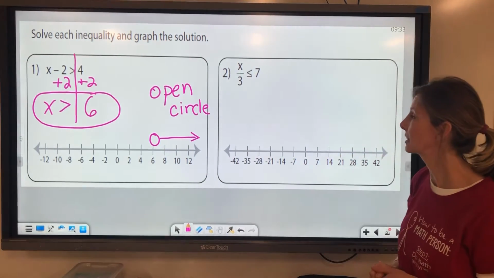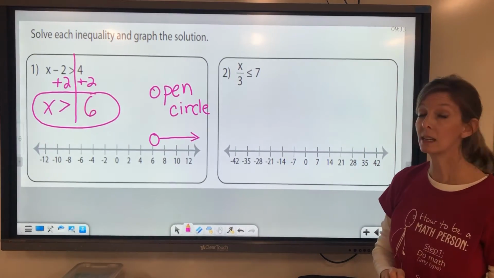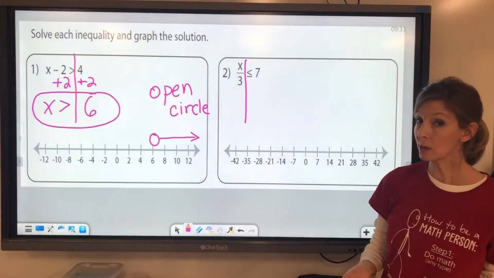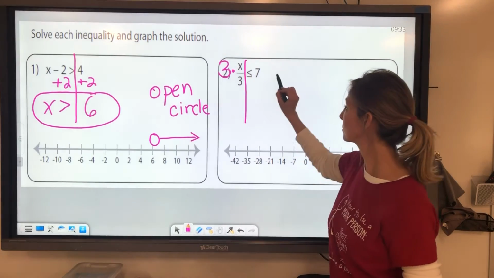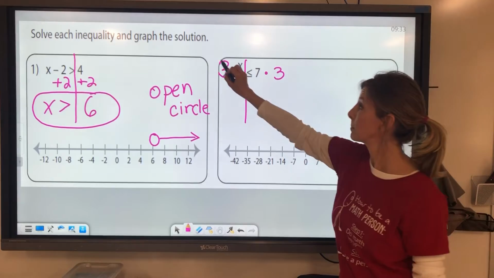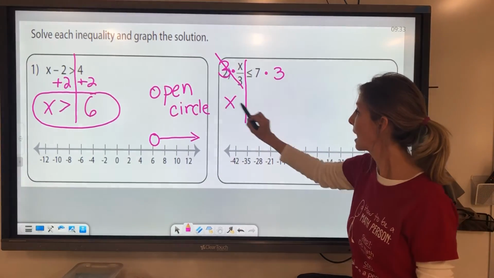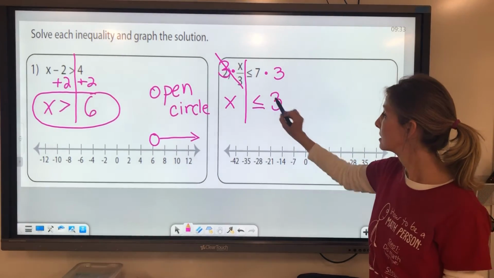All right, let's take a look at this one. X divided by 3 is less than or equal to 7. So to undo division, we use multiplication. We have a lot of room here. So times 3, if we do it to one side, you gotta do it to the other side. Remember, our 3's here would cancel each other out. We're left with x is less than or equal to 3.